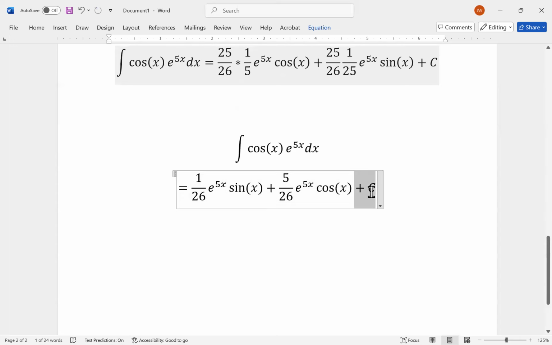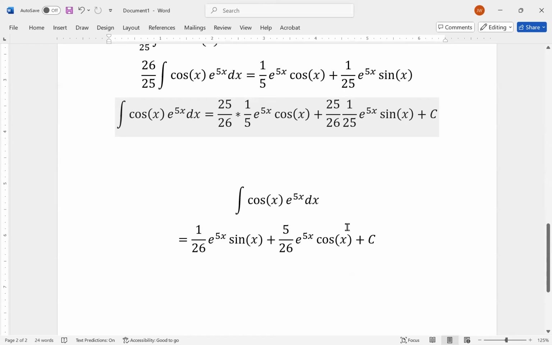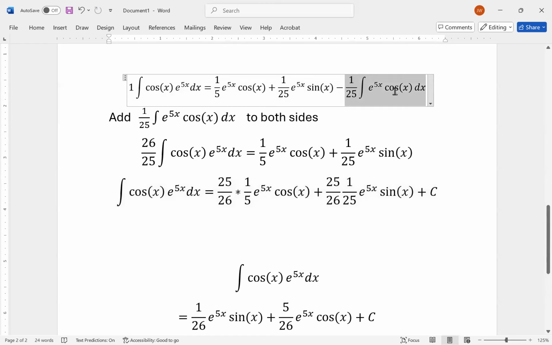Don't forget to tack on the plus C at the end because that's important. Especially in this one, when you're moving this integration, a lot of times people forget that there's a constant that goes along with this integration that has to pop out there.